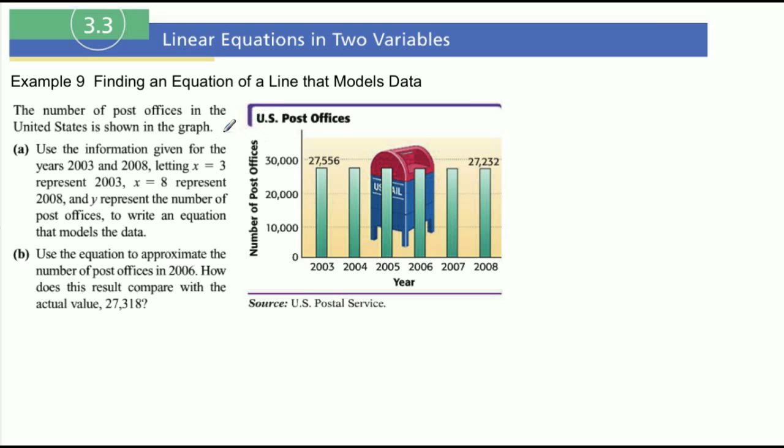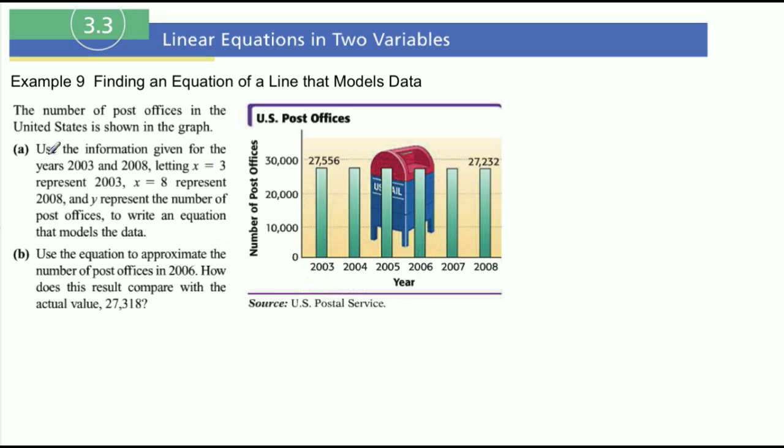All right, we're going to be doing a similar example as we did in example 8, and that is we want to find the equation of a line that models the data that we have here. So let's see what we got. The number of post offices in the United States is shown on the graph. So this is each year, 2003 to 2008. And by the thousands over here, this is how many post offices were in the United States. United States Post Office Services source.